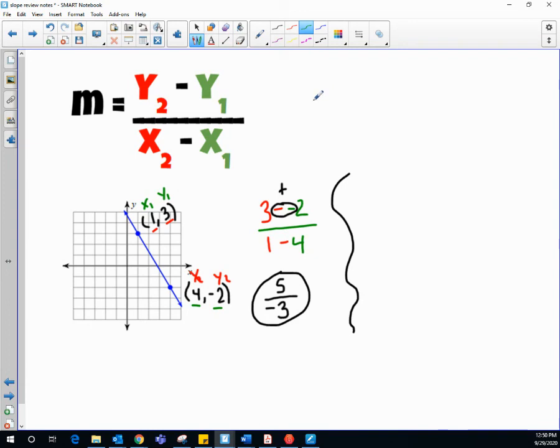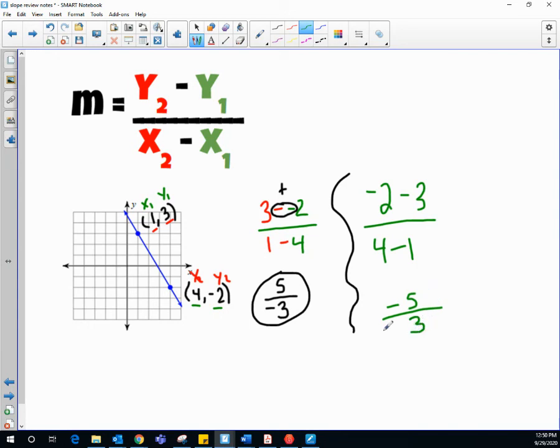So again, let's try it again. We're going to do y sub 2, which this time is negative 2. So we have negative 2 minus y sub 1, which is 3, over x of 2, which is 4, minus x of 1, which is 1. And then we're still going to go ahead and subtract. So negative 2 minus 3 is negative 5. 4 minus 1 is 3.